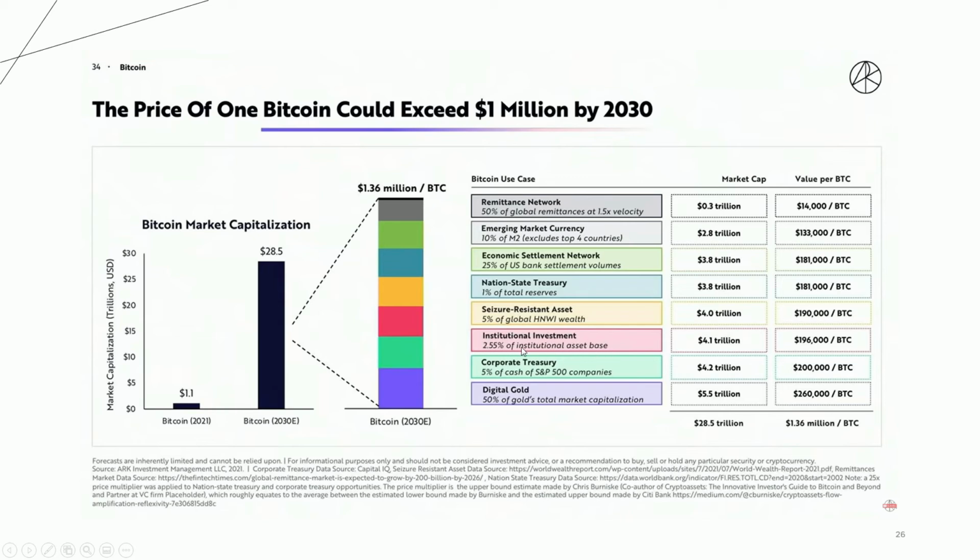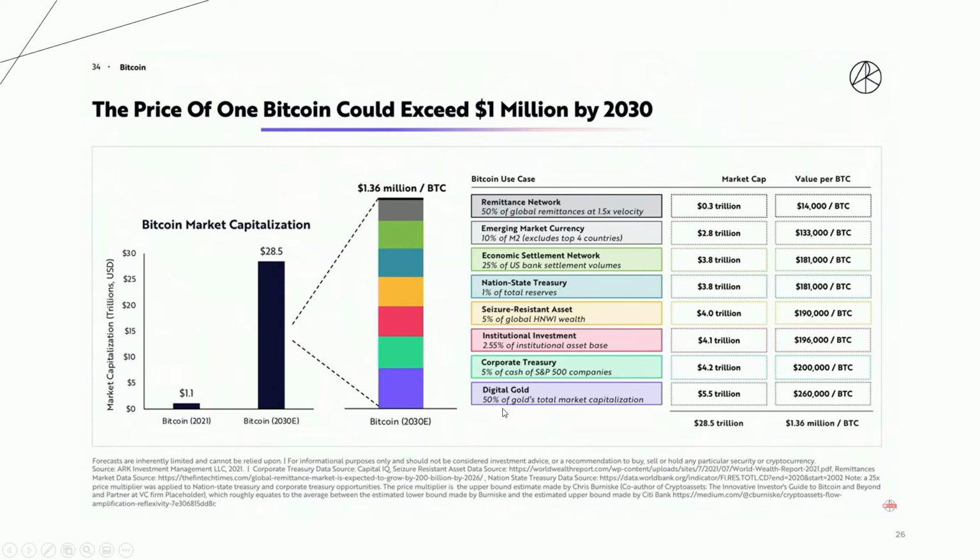Institutional investment. Again, I think we've already seen a few institutions and companies out there, and this one kind of goes hand in hand a little bit over here. So these make sense. And then of course, digital gold. So essentially just taking some market cap from gold, it goes into Bitcoin.